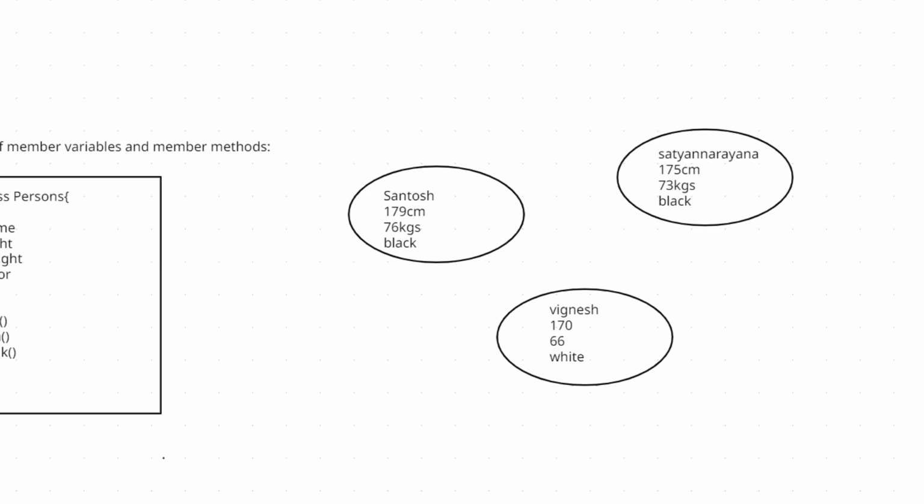Santosh can also have two hands, some color, some name, height and width. Satyanarayan also has the same kind of properties. Vignesh also has the same kind of properties. But the data within that object may vary. All the objects are using the same properties and the same behaviors. By using one copy, you can write your own data within that copy.